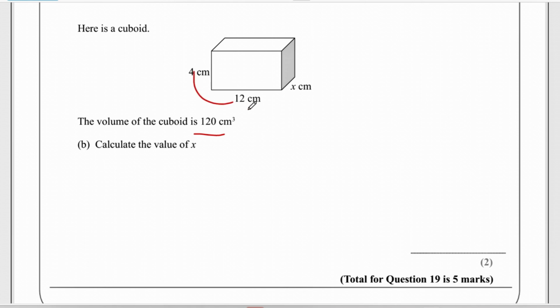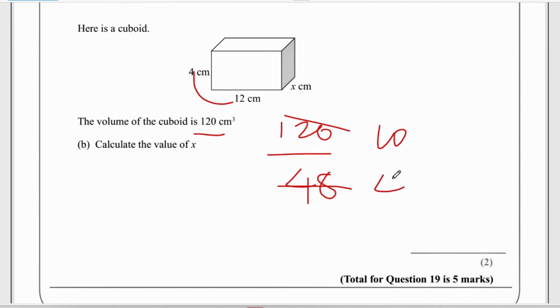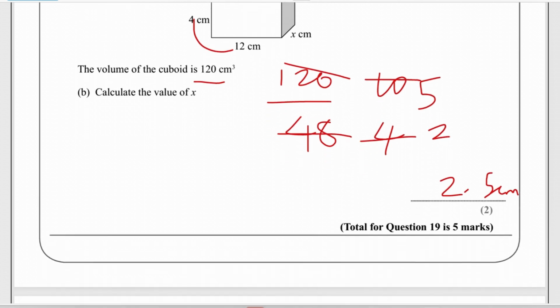4 times 12 is 48. So just take your 120, divide by 48. Okay, volume is area times the height. So when you do the division, you can use 12. 12 here, 10. And 12 here will give you 4 as well. So 2 here is 5, and 2 here is 2. So 5 divided by 2, which is 2.5. So 2.5 centimeters. Do not forget your units, centimeters.